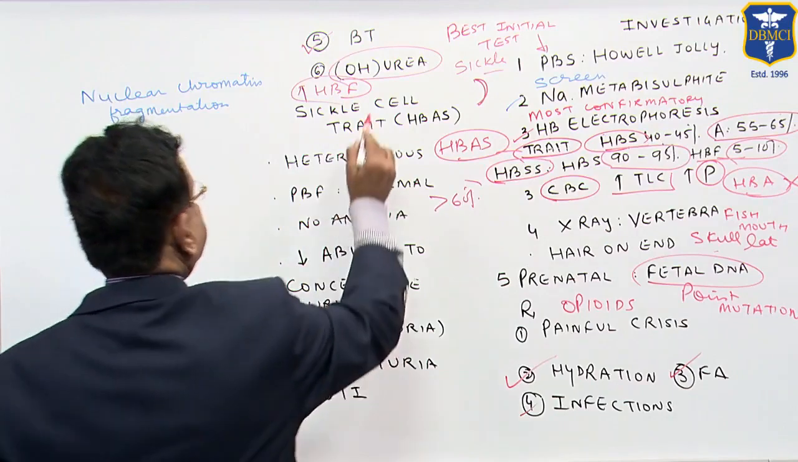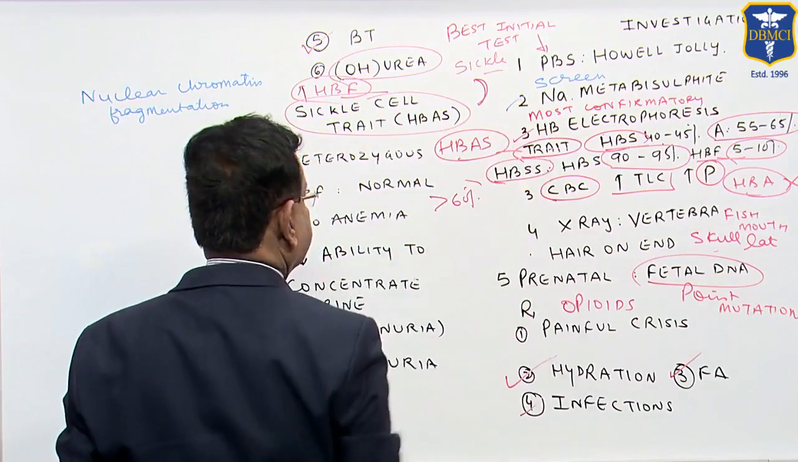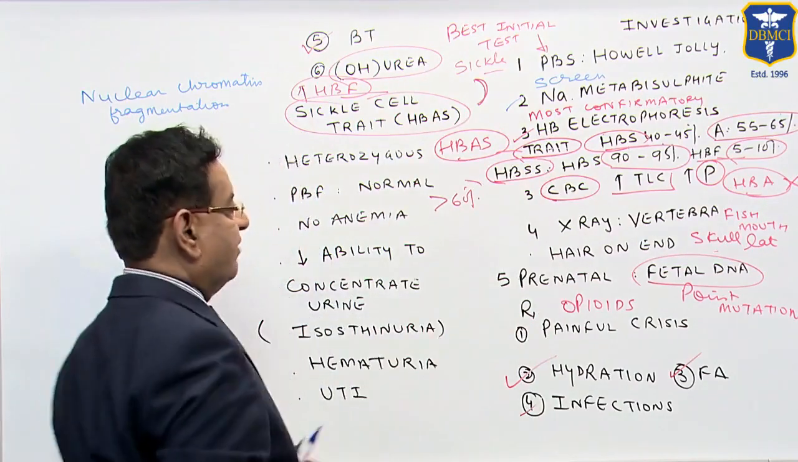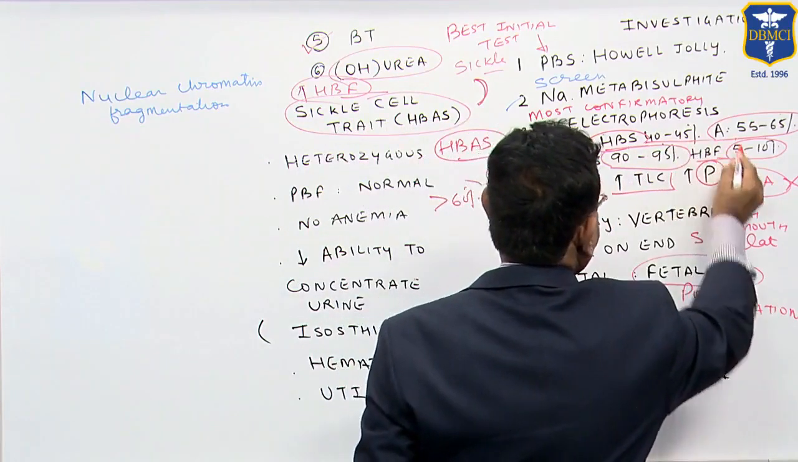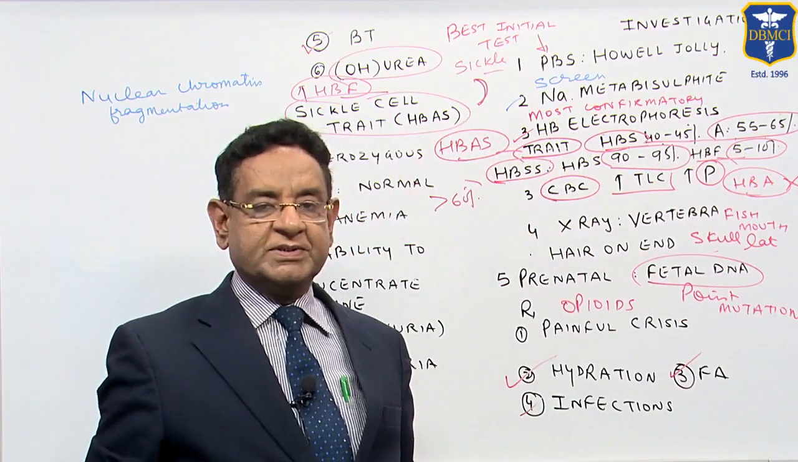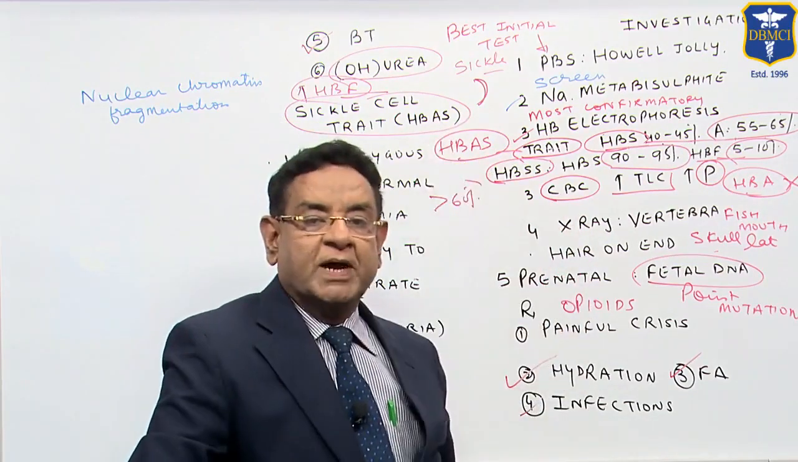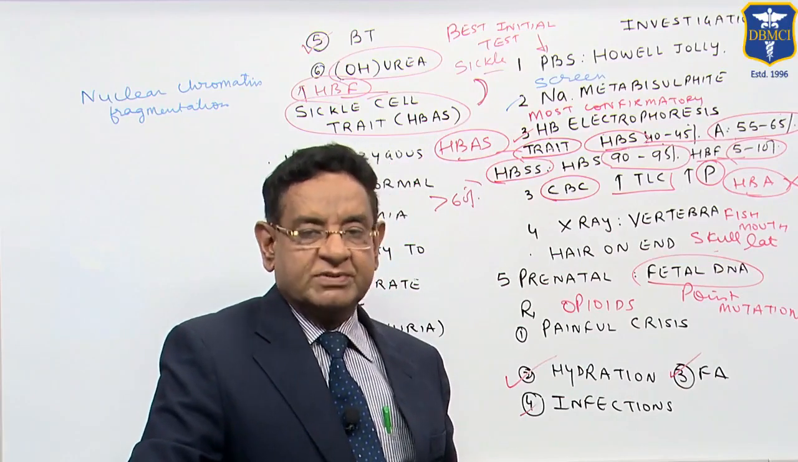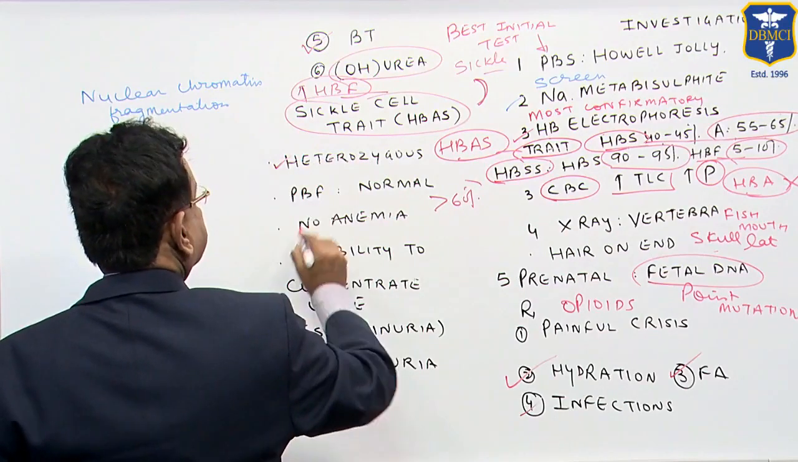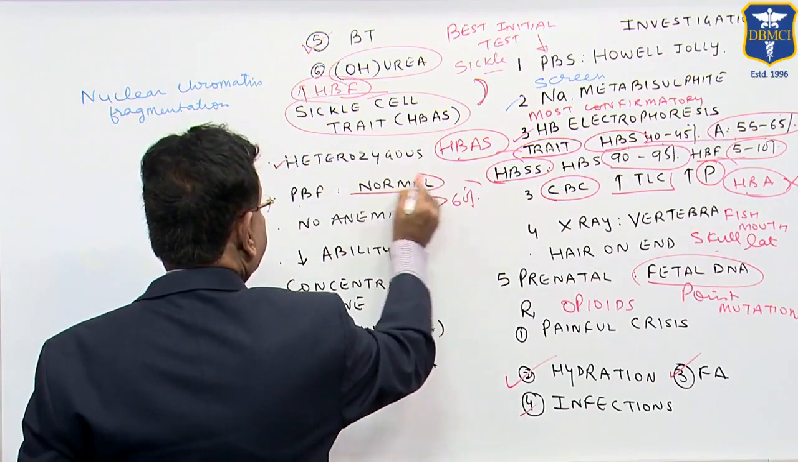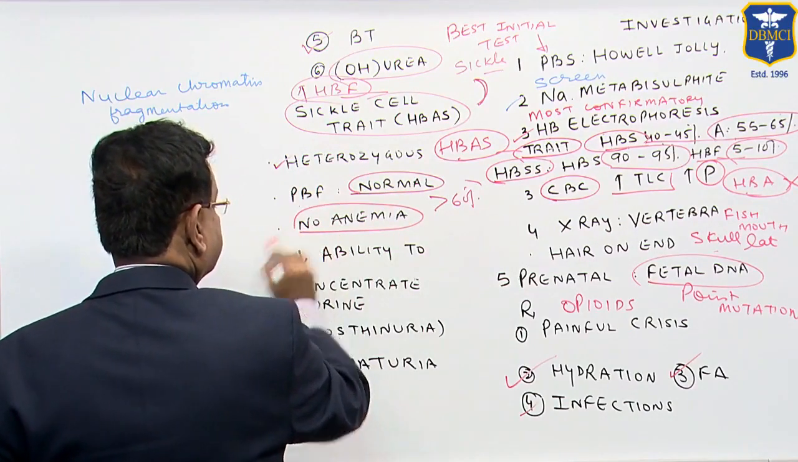Now, sickle cell trait. All these we discussed were for sickle cell anemia. In sickle cell trait, what we have learned is that HbS is 40 to 45%, HbA is 55 to 65%. And just to remind you, these patients are resistant to Plasmodium falciparum infection. This we have studied earlier. Now, they are heterozygous. The peripheral blood film is normal, point to be noted. Clinically, there is no anemia.